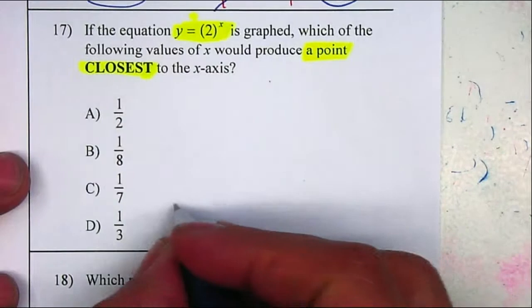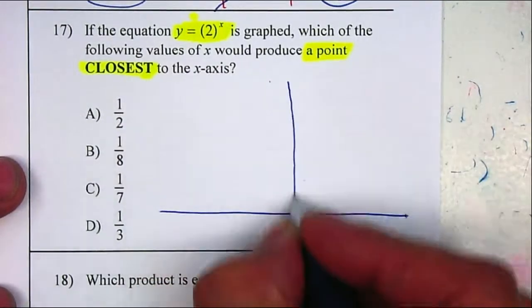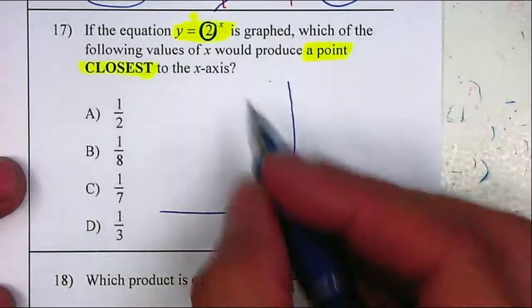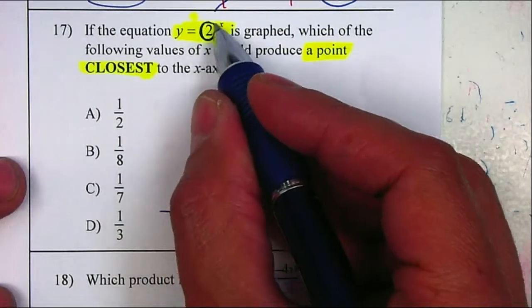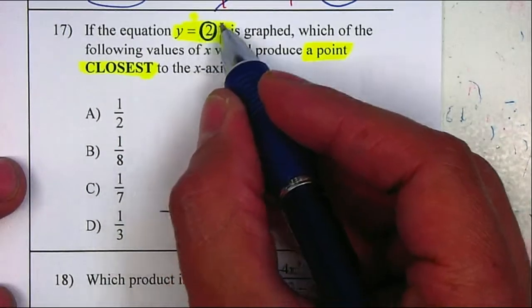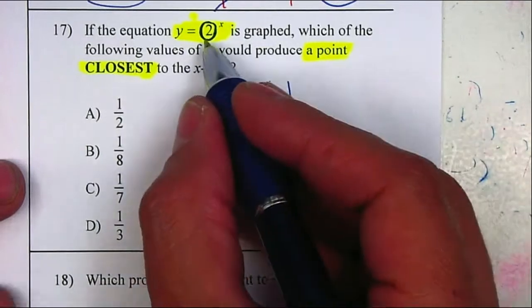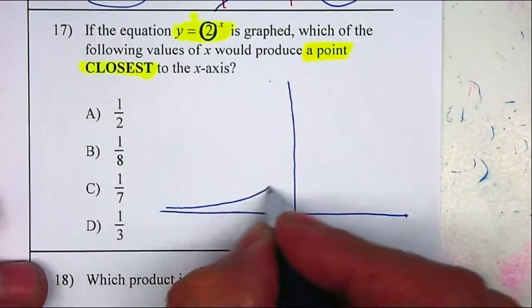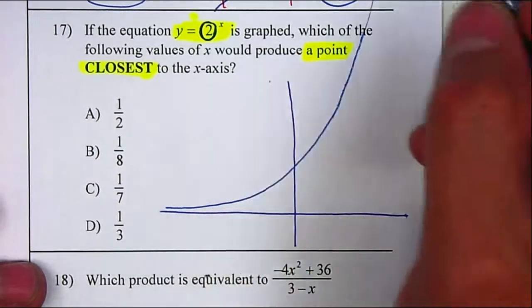So I'm going to make my x-axis and my y-axis. Is this an exponential growth or decay? As you multiply, 2 to the first power is 2, 2 to the second is 4, 2 to the third is 8, and 16, and so on. So whenever the base is bigger than 1, it's going to be an exponential growth. It's going to get bigger and bigger every single time.